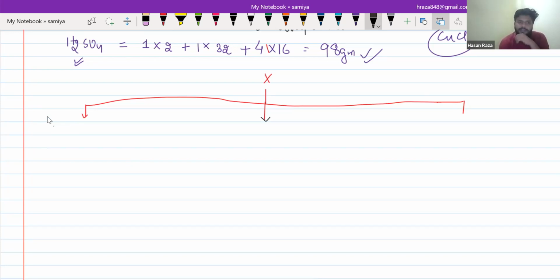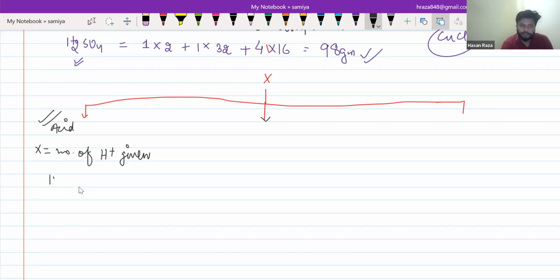So x, if that is an acid, will be equal to the number of H plus given. If the compound is an acid, how are we going to find the value of x? That will be equal to the number of H plus given.